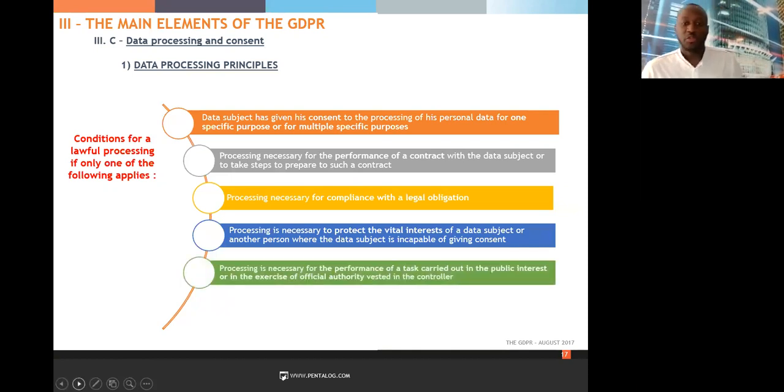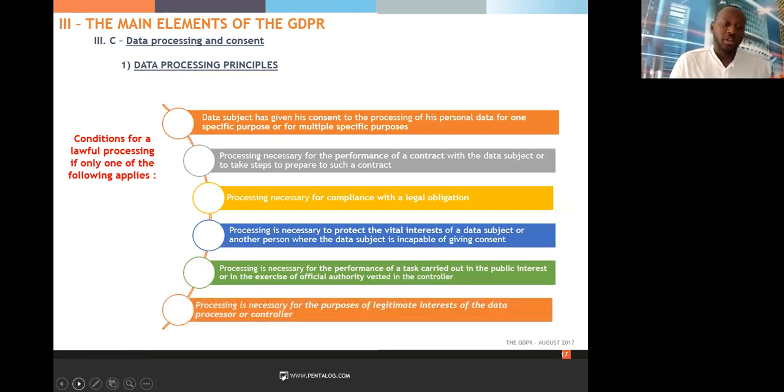Processing necessary for the performance of a task carried out in the public interest or in the exercise of official authority vested in the controller. And processing is necessary for the purpose of the legitimate interest of the processor or controller.